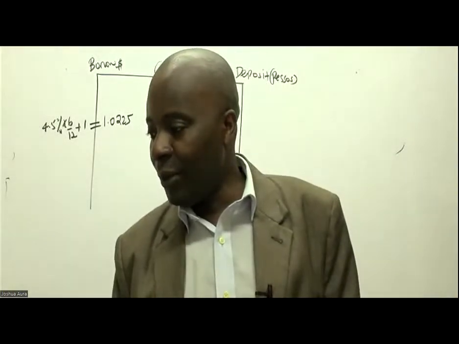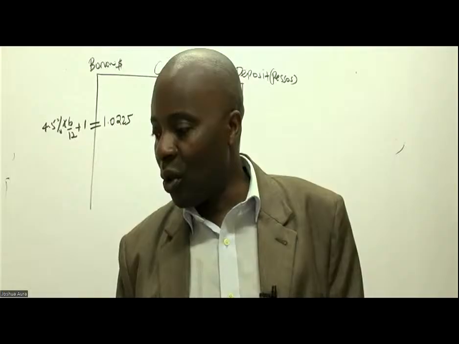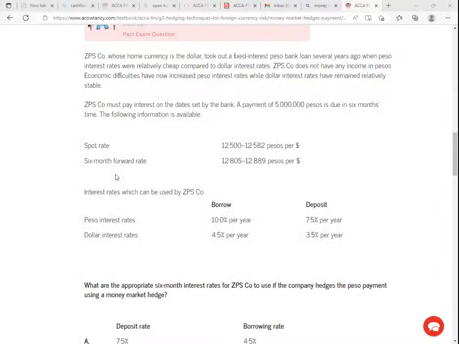Okay. So for the depositing of the pesos, what do we have here? Depositing of the pesos, it is 7.5% per year. So this is 7.5% per year times 6/12 plus 1. I believe this is what Madam Marietta has already given me, 1.0375. Thank you very much.